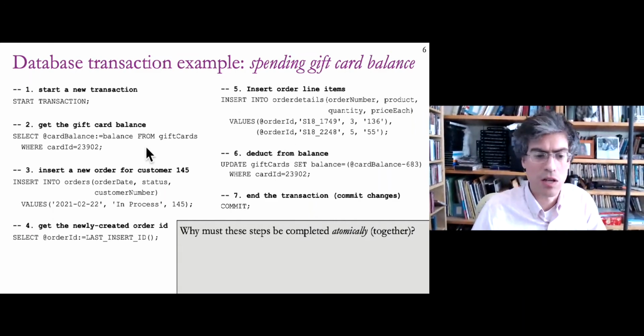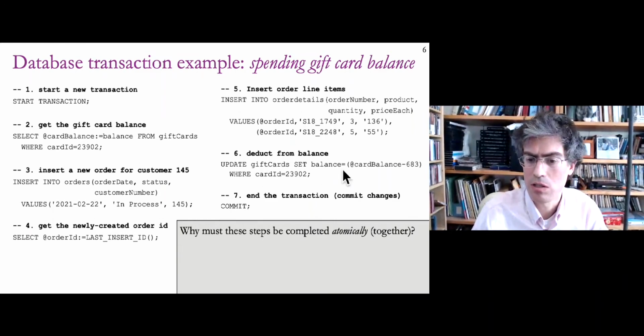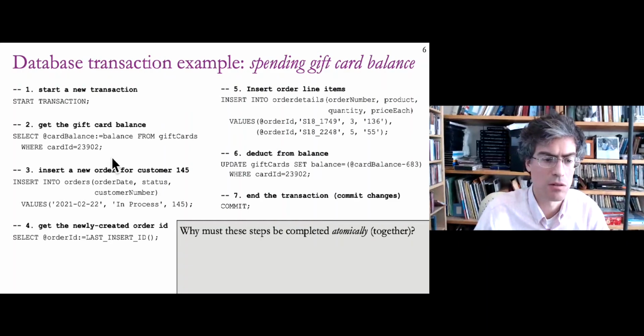So in addition, after we create this order, we want to deduct that balance from this particular user's gift card, right? So we update this gift card table that we previously read from. We do a write using this update command, where we set the balance equal to the previous card balance minus the amount of this order, right? And we're doing this for this particular gift card, the same card that we read from before. At the end, we commit.